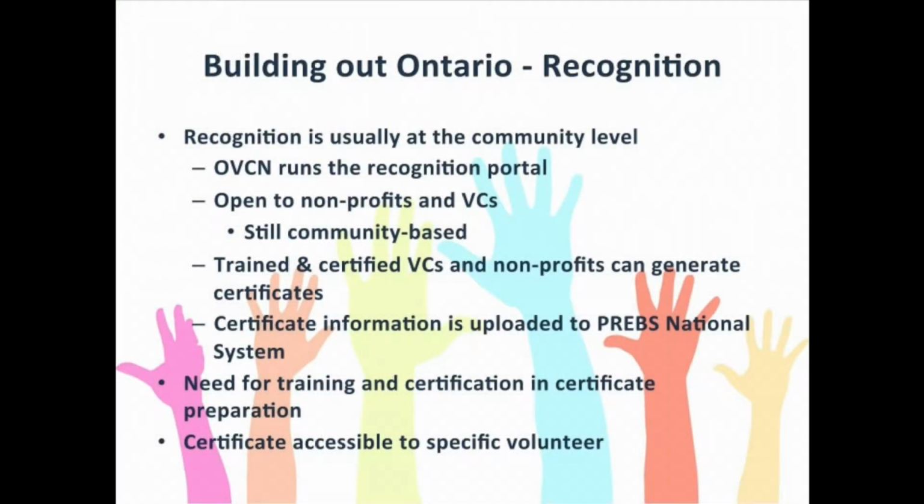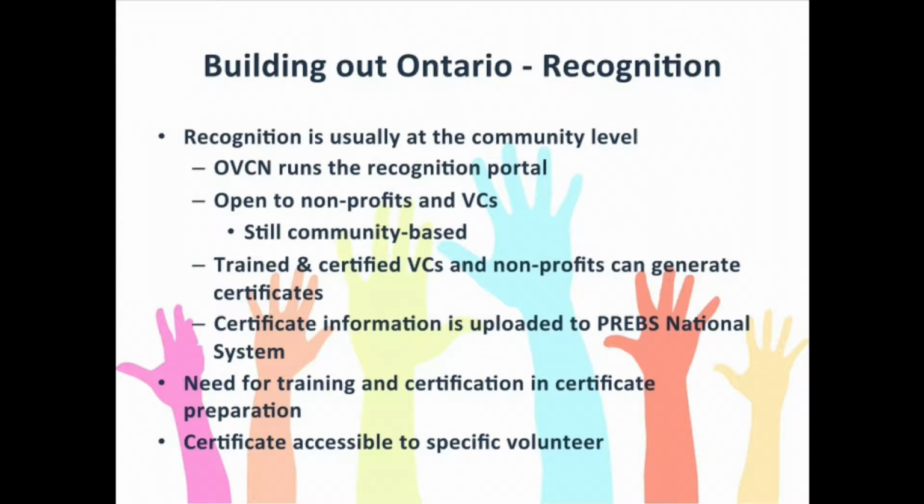Recognition is a little simpler in one sense. We don't have any competition. There are no other systems out there that I'm aware of. So recognition, again, is at the community level, because that's where people know each other. But we can arrange it now so OVCN runs the recognition portal. That is, it's run at the Ontario level, but the communication and interaction is still at the community level. It's open to nonprofits and volunteer centers.